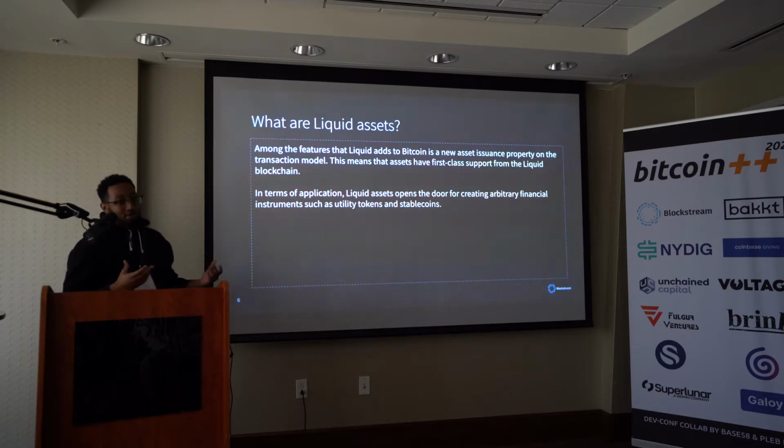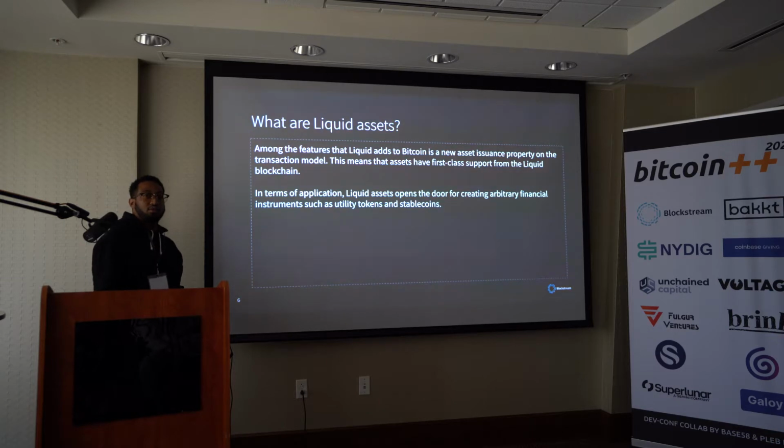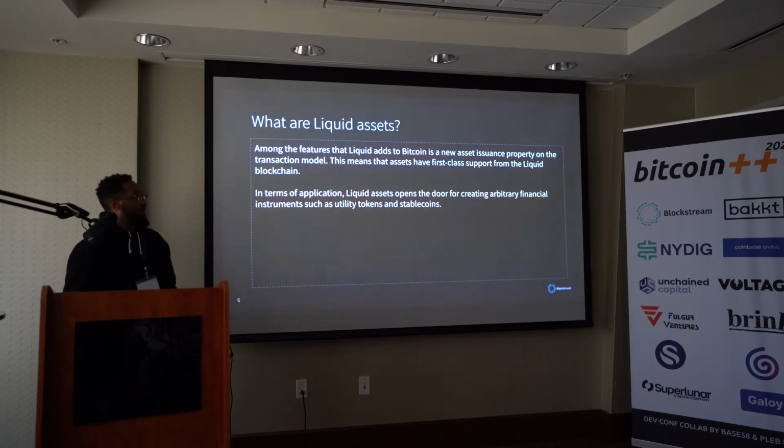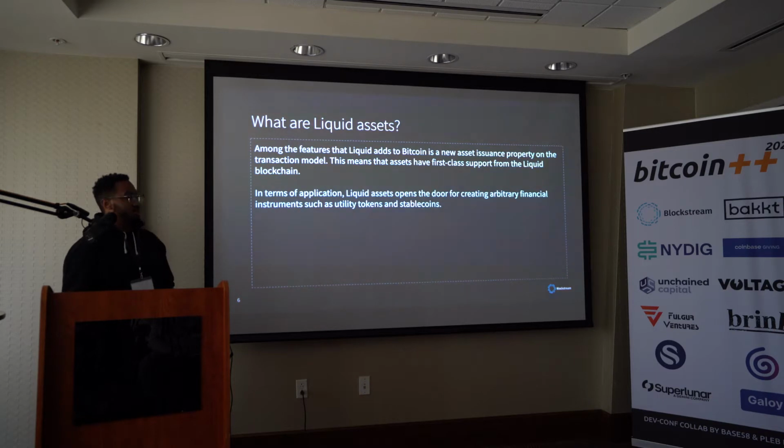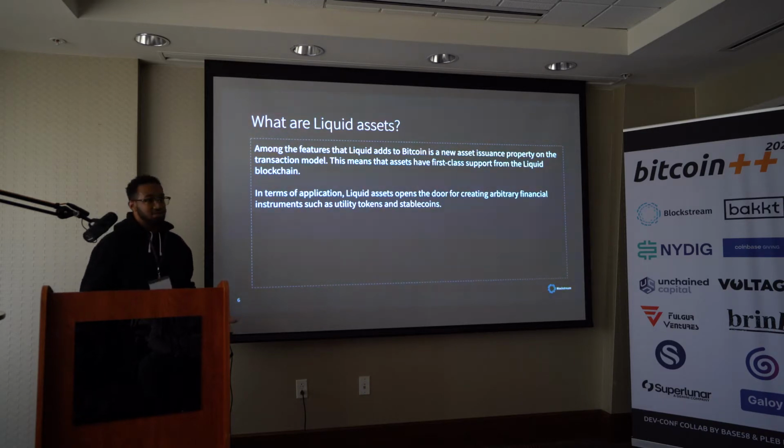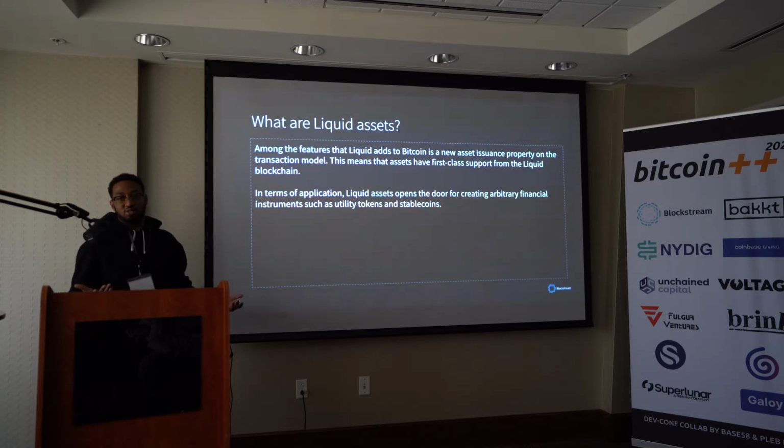So what are liquid assets in particular? Among the features that Liquid does bring on top of the Bitcoin blockchain are these assets, which have first-class support in Liquid, which means that it's actually a new field in the transaction model. So in terms of application, liquid assets open the door for creating arbitrary financial instruments, such as utility tokens and stable coins and pretty much anything that you'd want to make on a blockchain.